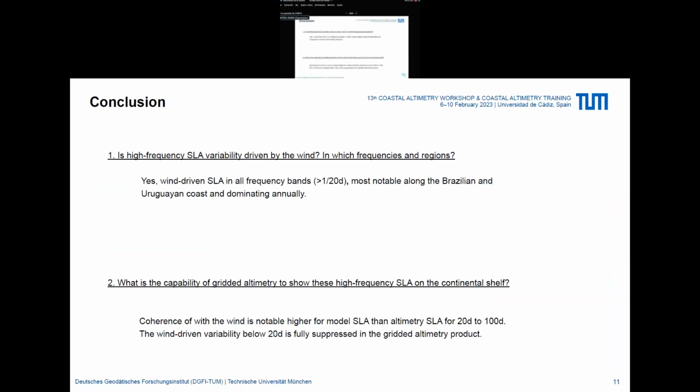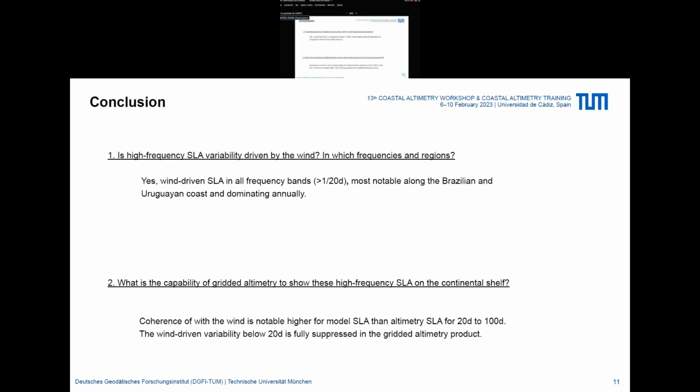So to answer the questions from the beginning: yes, we have wind-driven sea level anomalies in all frequency bands, so above 20 days for the gridded altimetry. And they are most notable along the Brazilian and Uruguayan coast, and of course dominating annually.